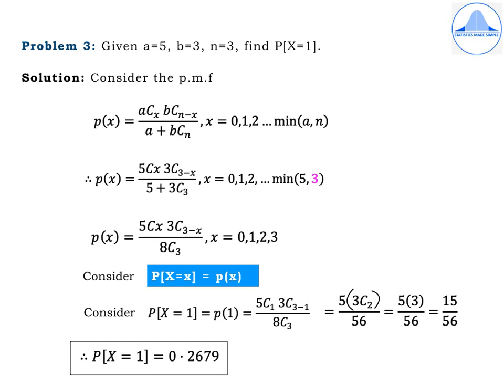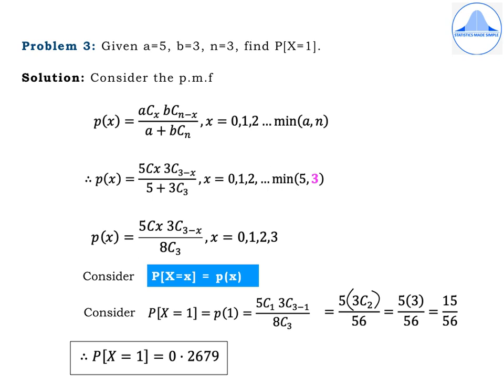Problem 3. Given A equal to 5, B equal to 3, n equal to 3, find probability of x equal to 1. So to find the probability of x equal to 1 for the hypergeometric distribution, first we need to write the PMF of the hypergeometric distribution, and in the PMF you substitute the values of A, B and n, and later substitute x equal to 1 to get the required probability. So let's start with the solution.